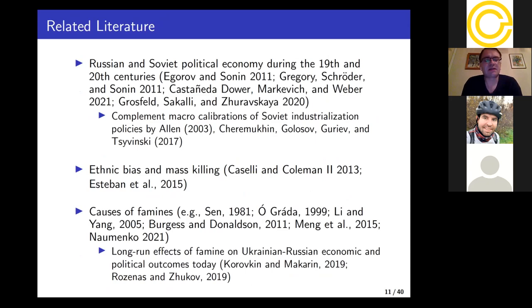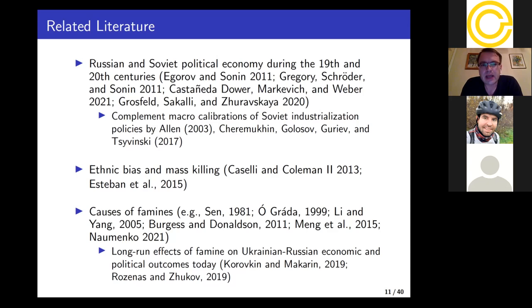We view these findings as related to the following literature. First, they are obviously related to Russian and Soviet political economic history literature. For the 19th and 20th century, there are a growing number of studies on that. Our story is a combination of economic and national or political factors which led to such poor outcomes. If you think about the Grosfeld, Sakalli, and Zhuravskaya paper, they basically tell a similar story about pogroms as an outcome of political and economic factors in the Russian Empire.